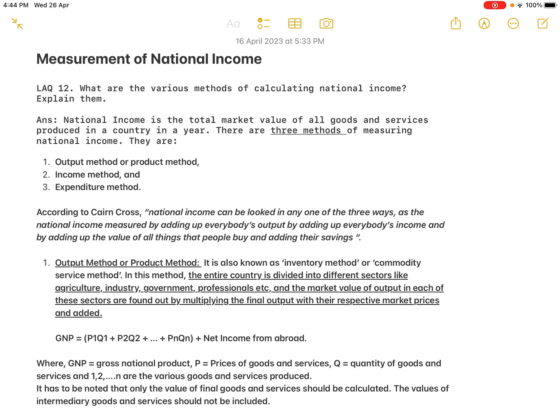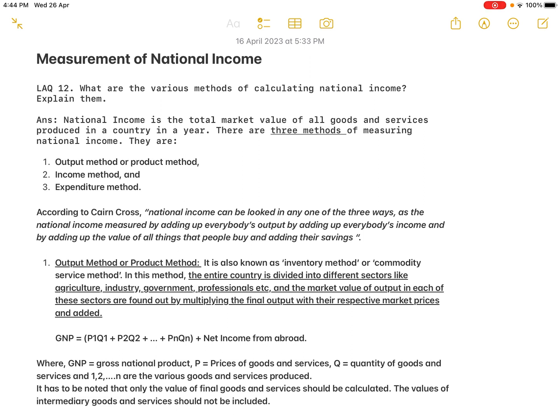In today's class, we will move on to the next question. LAQ 12. What are the various methods of calculating national income? Explain them. That is the measurement of national income. Okay. So this question is also from Unit 7, National Income Analysis.